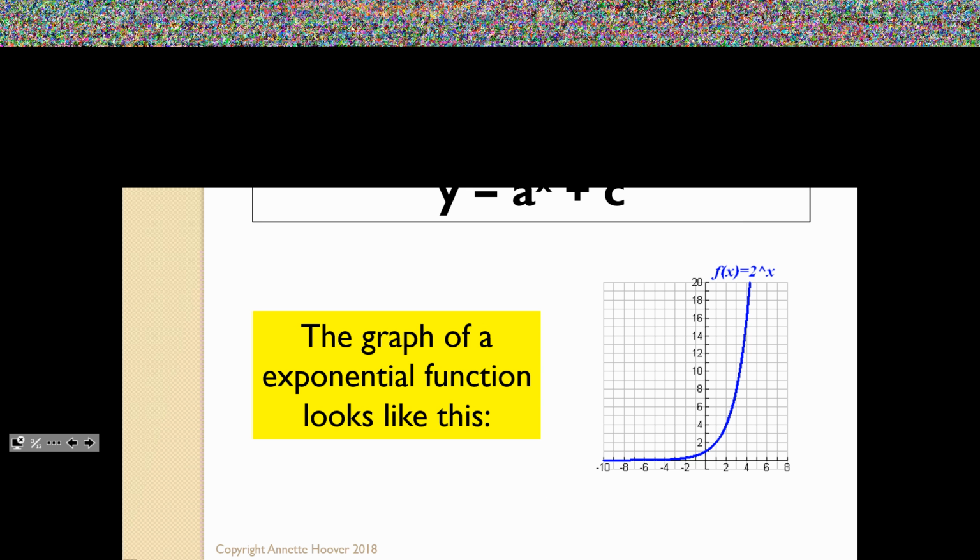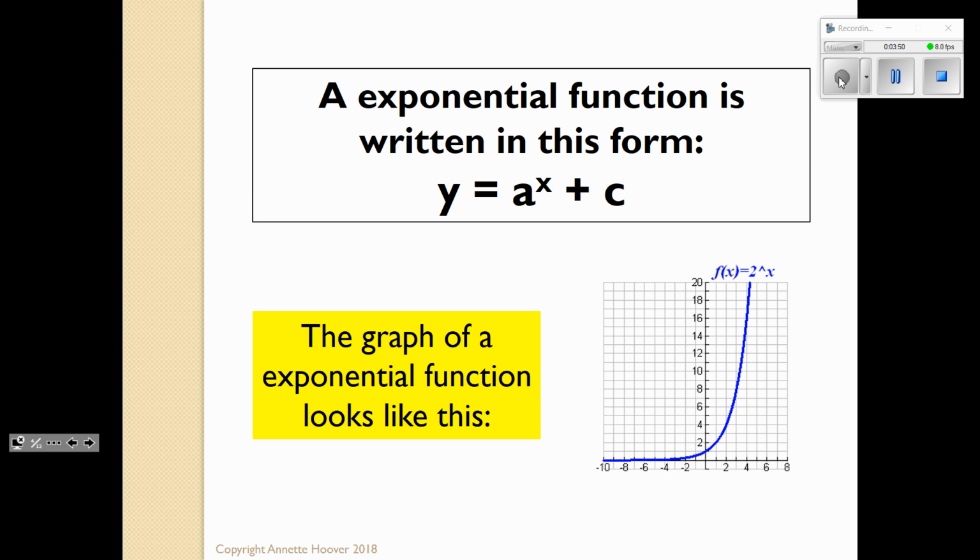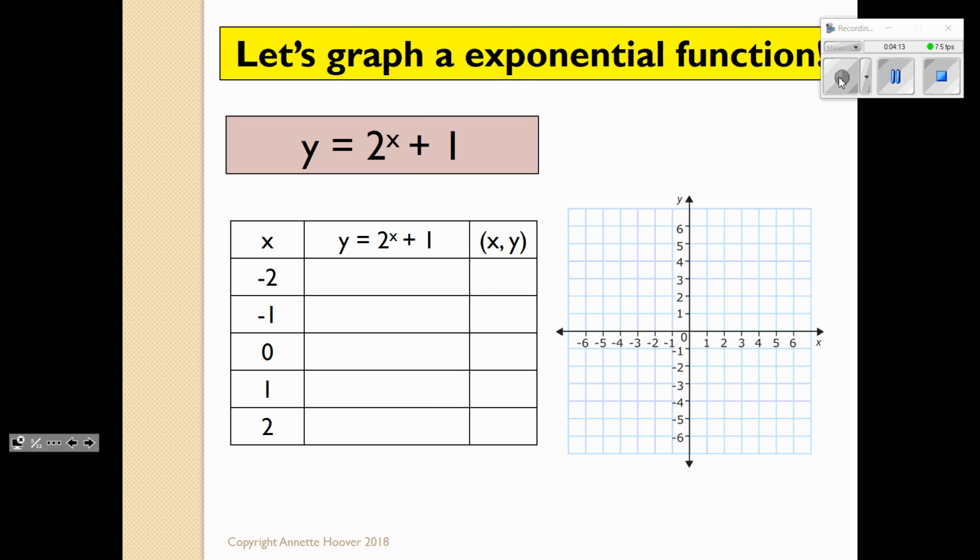Okay, the next function we're going to look at is the exponential function. That means that you'll see an exponent. You're going to be plugging in the x values to an exponent. An exponential function is going to start out increasing very slowly, and then all of a sudden it's going to take off into a very sharp incline. So this is basically what an exponential function is going to look like. So let's see what this looks like when we plug in numbers.